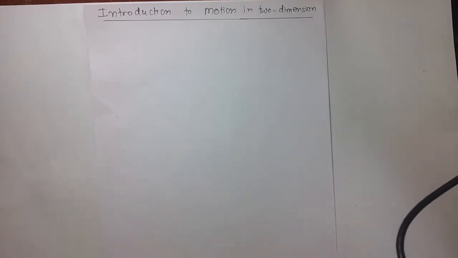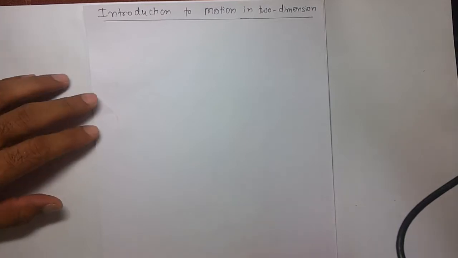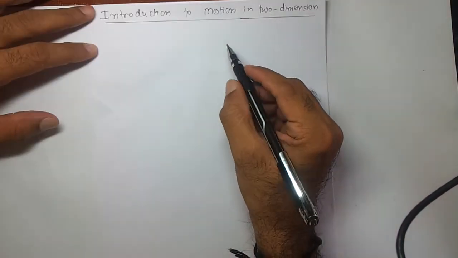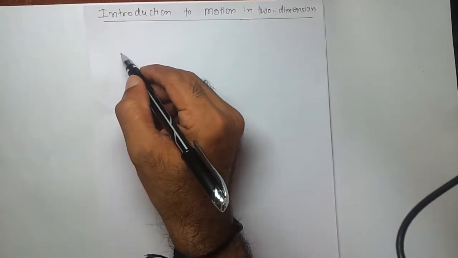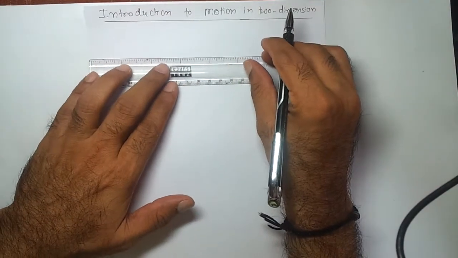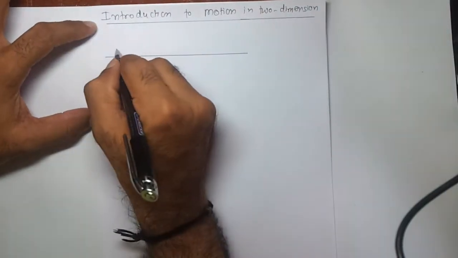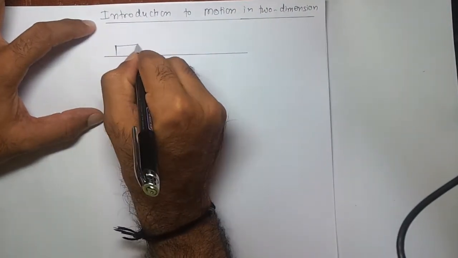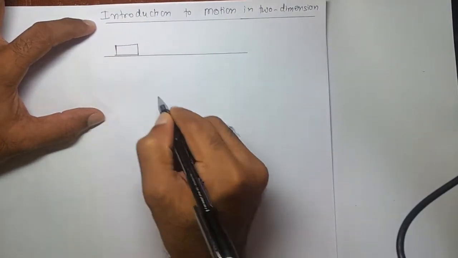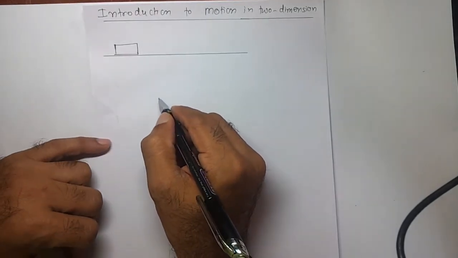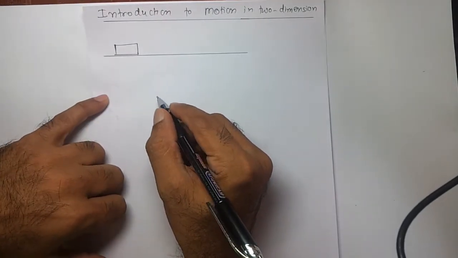Okay, in this video I'm going to give an introduction to motion in two dimensions. Let us begin. Let us say this is a road, and there's a vehicle moving on this road. Let us say this is a vehicle. I'll show it with the help of a block, rather than actually drawing the vehicle, to save time.